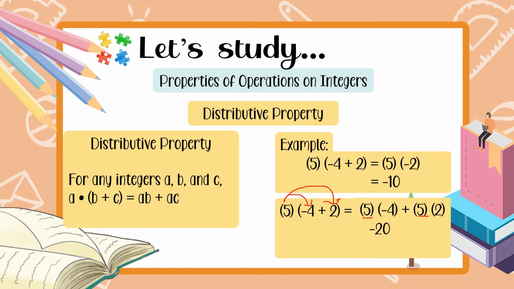And we will get here, 5 times negative 4 is negative 20. And 5 times 2 is equal to 10. And then copy the plus sign. Negative 20 plus positive 10, the answer will be negative 10.